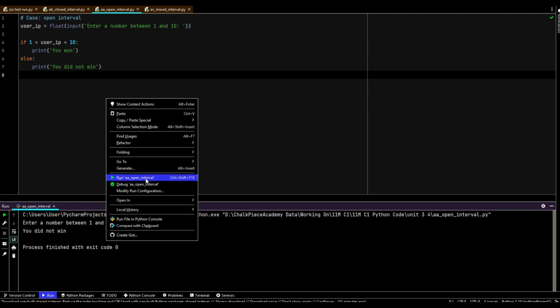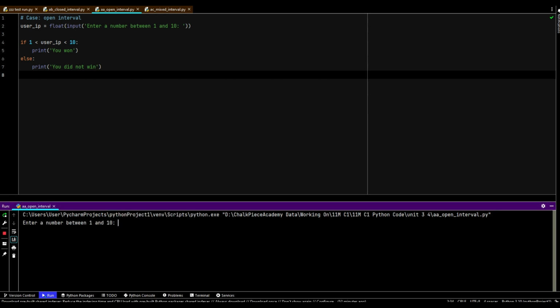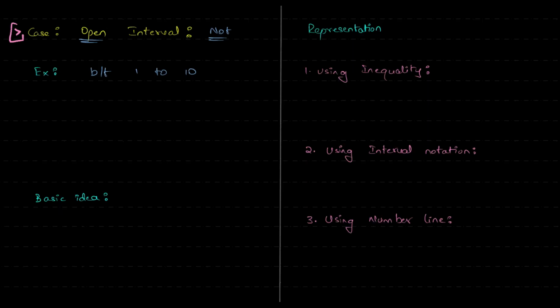Of course, anything other than 1 and 10 and in between, if we enter 12 and so on, again we will not win. So the point is 1 and 10 are not included. Any number between them is included, part of the group. Anything outside 1 and 10, including 1 and 10 themselves, is not part of the group. Right? That is your open interval.